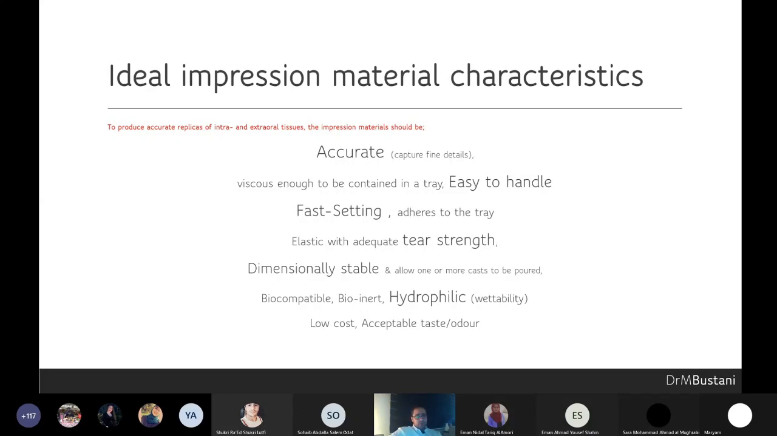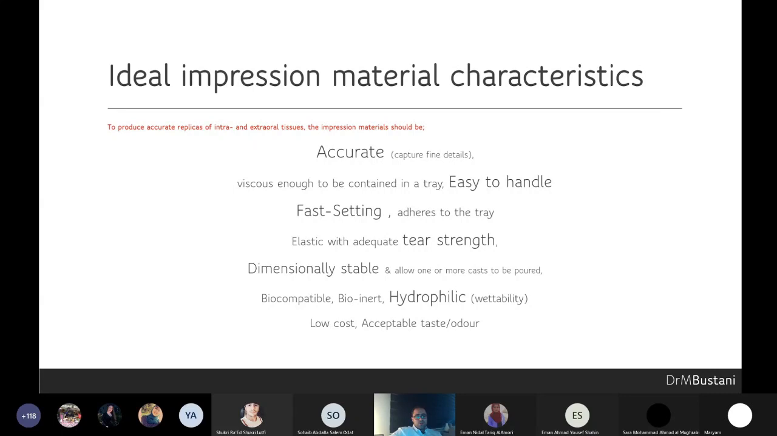So we said it should be accurate, it should be viscous enough to be contained within the tray, so it shouldn't be too flowy and leak out of the tray. It should be a little bit viscous or it can't hold itself. Is someone asking anything?